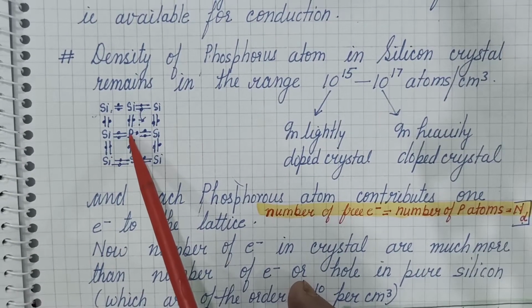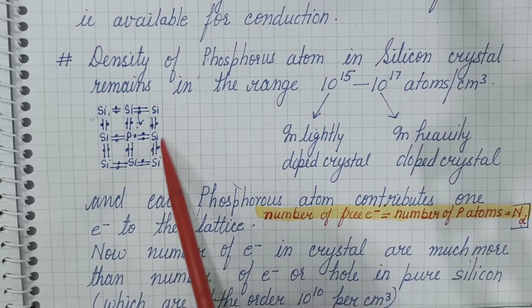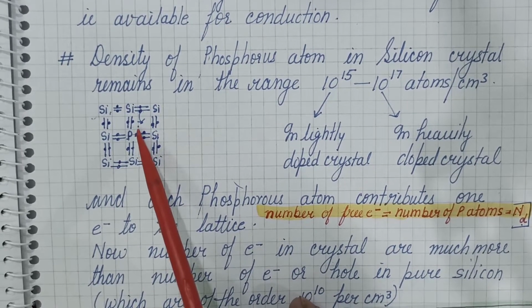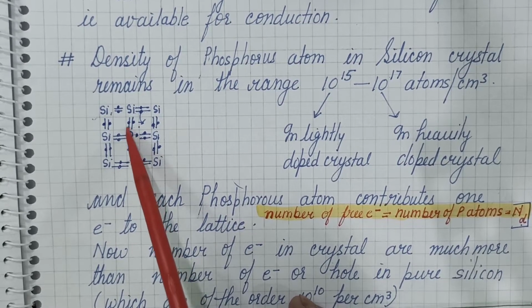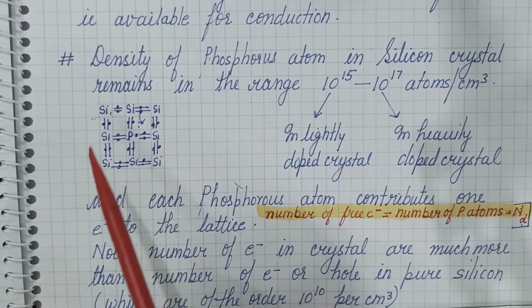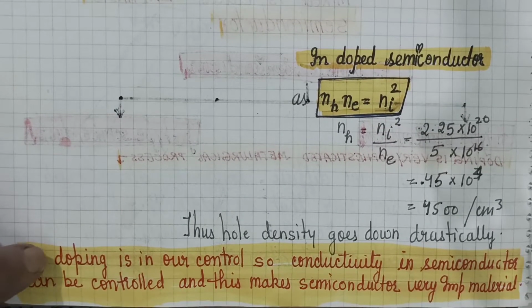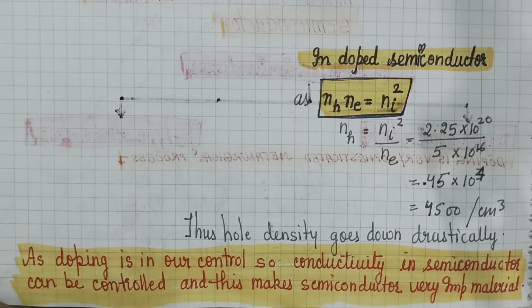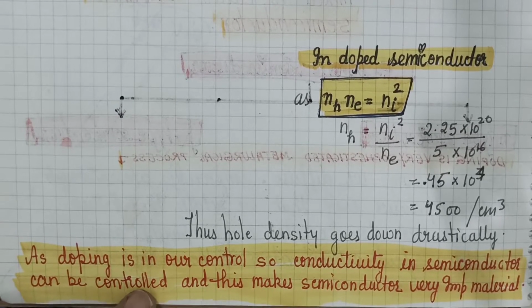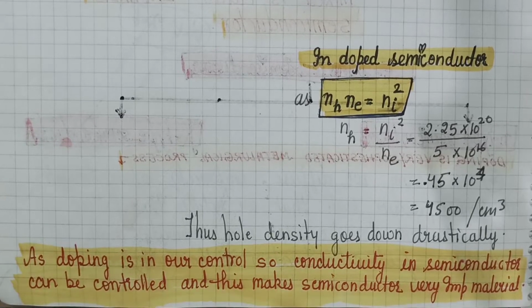Since pentavalent atoms like phosphorus, when mixed in an intrinsic pure semiconductor, donate an electron to the crystal, pentavalent impurity is called donor impurity. And one thing to keep in mind is that doping is in our control. So conductivity in a semiconductor is in our control, and that is why semiconductors are very important in electronics.